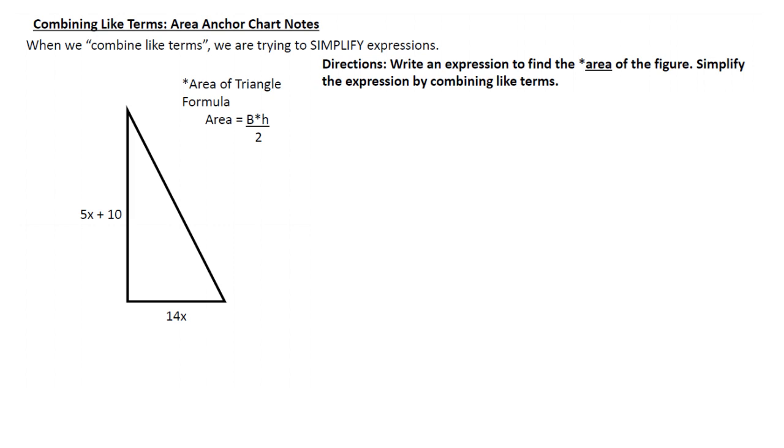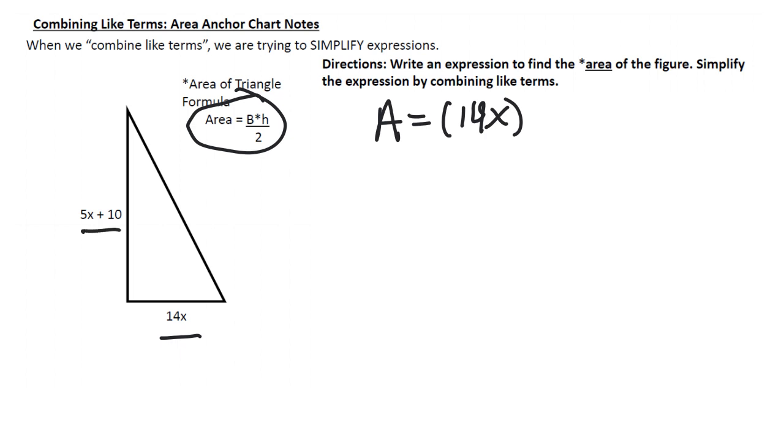So if you notice, the area formula for a triangle is base times height divided by 2. So we have our base, which is 14x. So area equals 14x. And we're going to multiply it by the height, which is 5x plus 10. So multiply 5x plus 10. And now all of this is going to be divided by 2. We can do that part probably at the end.